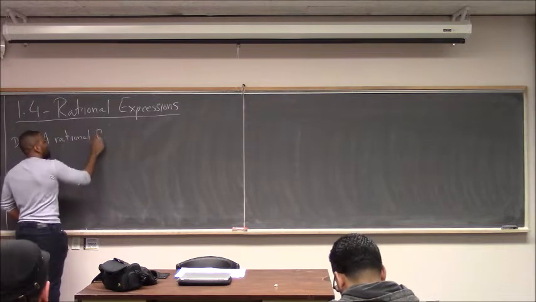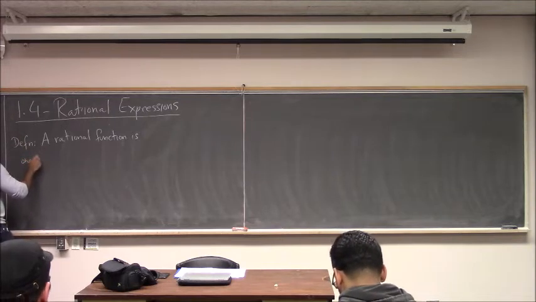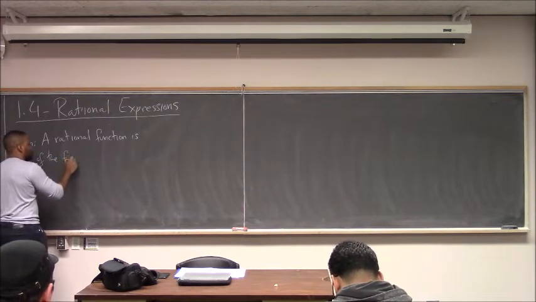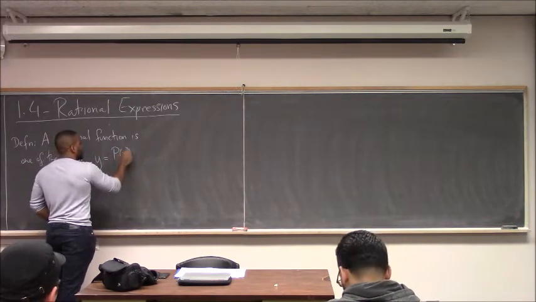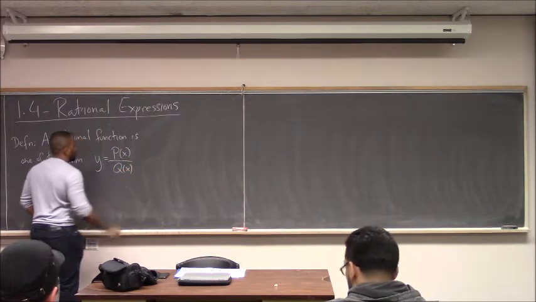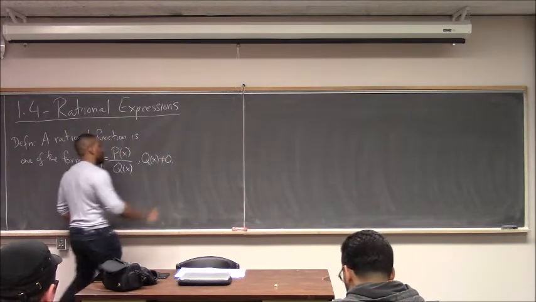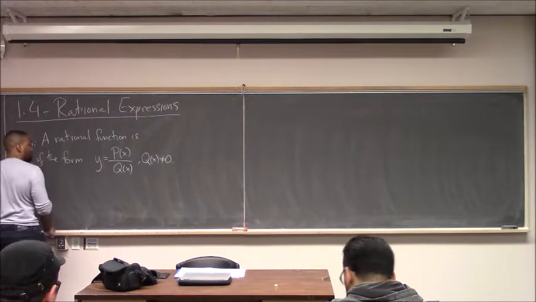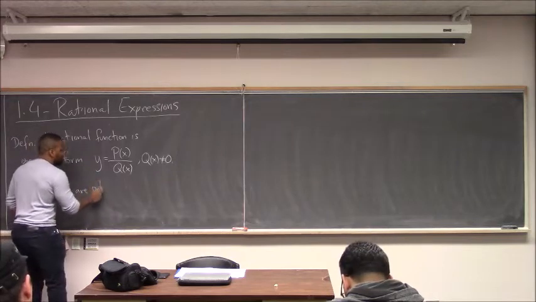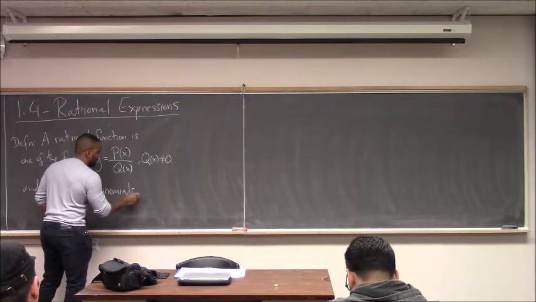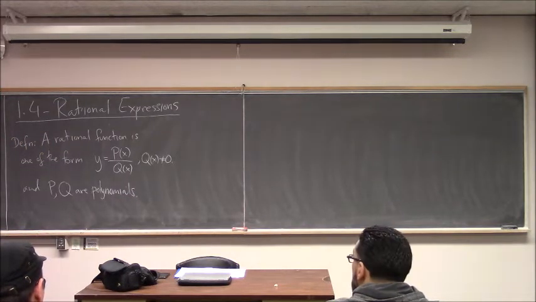The rational function is one of the form y equals p of x divided by q of x, where your q of x is of course not equal to 0 because we can't divide by 0, and p and q are polynomials. So these are just a special class of rational expressions, which we call rational functions.